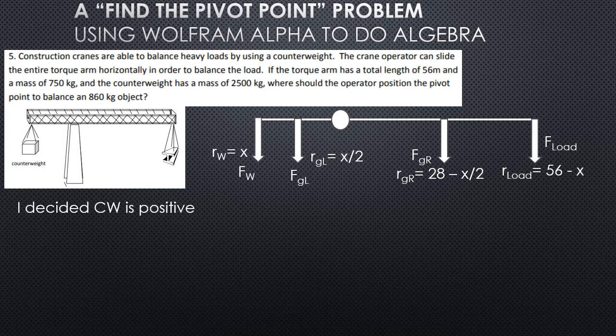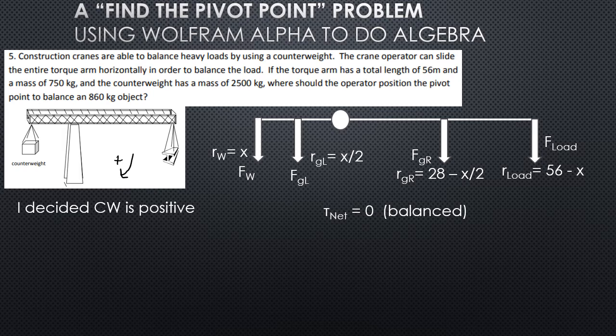So I'm going to go ahead and call clockwise positive. In the end, it's not going to make a huge difference which way we call positive or negative, but it's always a good idea to set one direction as positive. What does that mean? It means the right side forces are going to create positive torque, and the left side forces are going to create negative torque because they are going to try and spin the thing counterclockwise.